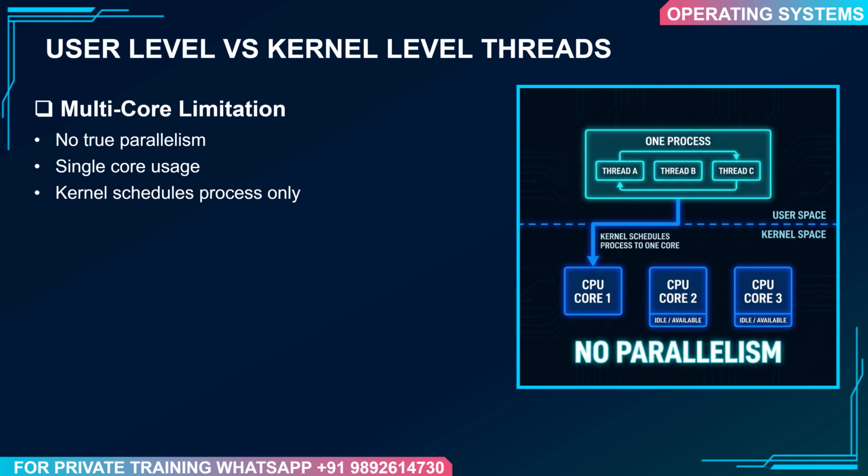Another limitation is related to multiprocessor systems. On a system with multiple CPU cores, user level threads cannot truly run in parallel. The kernel schedules processes, not user level threads. Since the kernel sees only one process, it assigns that process to only one CPU core at a time. Even if the process has many user level threads, they all end up sharing a single core. This means user level threads cannot fully take advantage of modern multi core hardware.